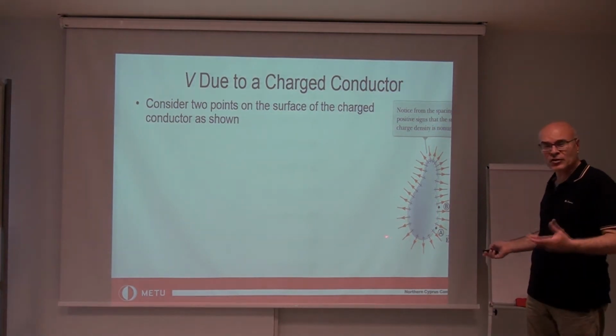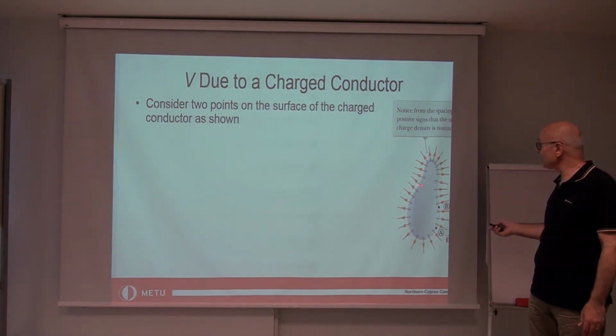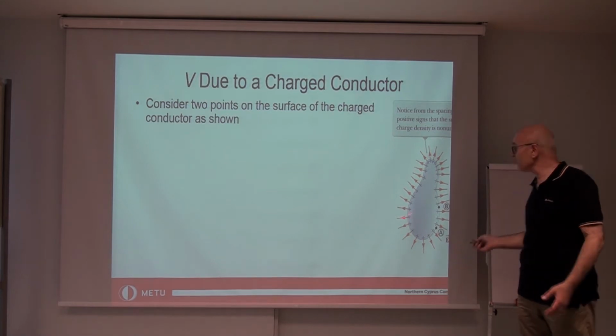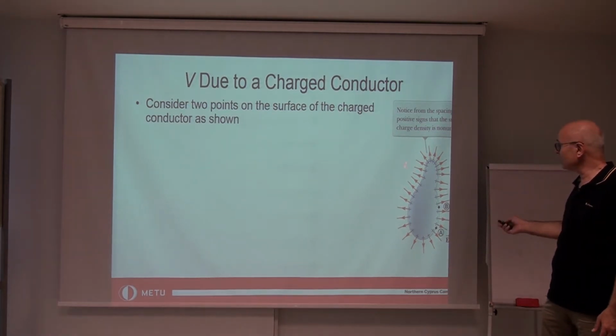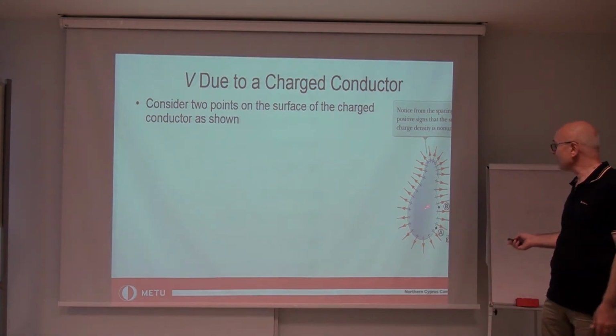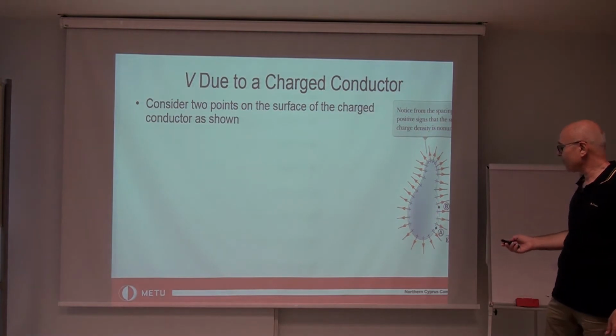So we have a charge. This charge is distributed over that conductor. The electric field is normal to the surface of the conductor, as we have learned. It is not necessarily uniform when the conductor is irregular, as we have also seen. And we consider 2 points, A and B.